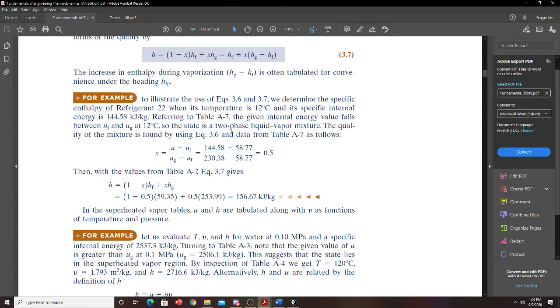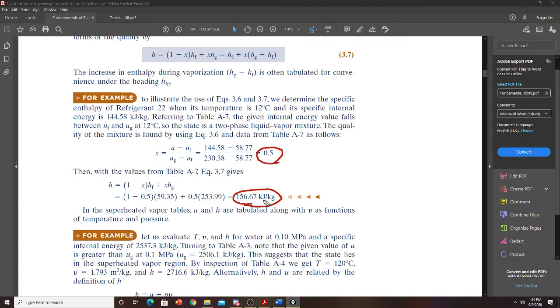And so right here, they go through a quick example. You can see they have told you that to illustrate this, you go to refrigerant 22, 12 degrees Celsius, and they gave you its specific internal energy. All right? Because they gave you the specific internal energy, they want you to find the quality. The quality ends up being 0.5. And then you can go back to your equation for enthalpy and do the calculation for that, and you end up with 156.